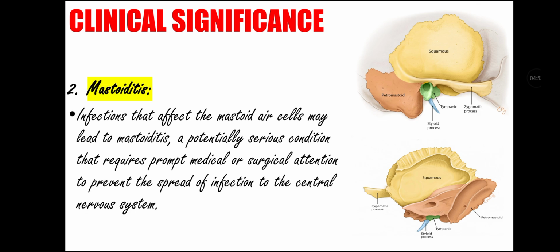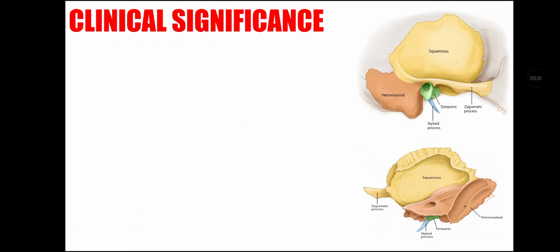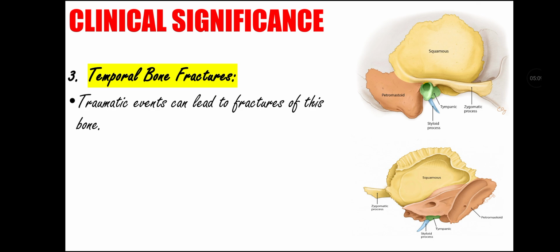That is infection that affects the mastoid air cells and may lead to mastoiditis, a potentially serious condition that requires prompt medical or surgical intervention to prevent the spread of infection to the central nervous system. Next clinical significance is temporal bone fracture.